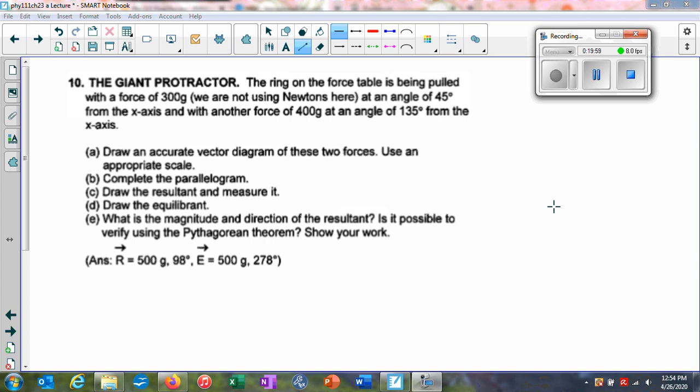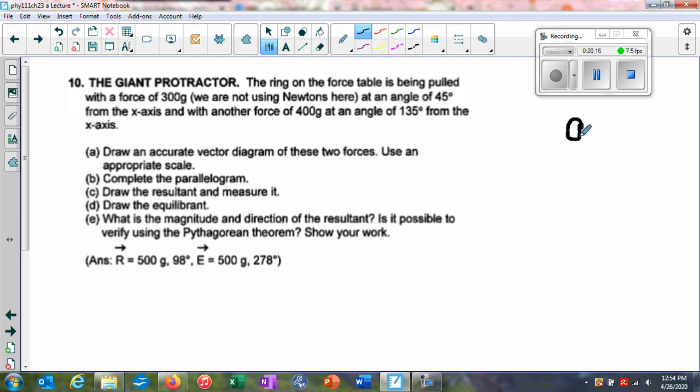So I have 300 grams at 45 degrees, and I have 400 grams at 135 degrees. Notice that the distance between them, if we're talking about degrees, is still 90 degrees. There's 90 degrees in between them, meaning these forces are acting at a 90-degree angle, meaning I can use the Pythagorean theorem to solve for the resultant force. So I have 300 grams acting at 90 degrees to 400 grams. When you use the Pythagorean theorem to solve for the resultant, it is going to be a 500 gram resultant.